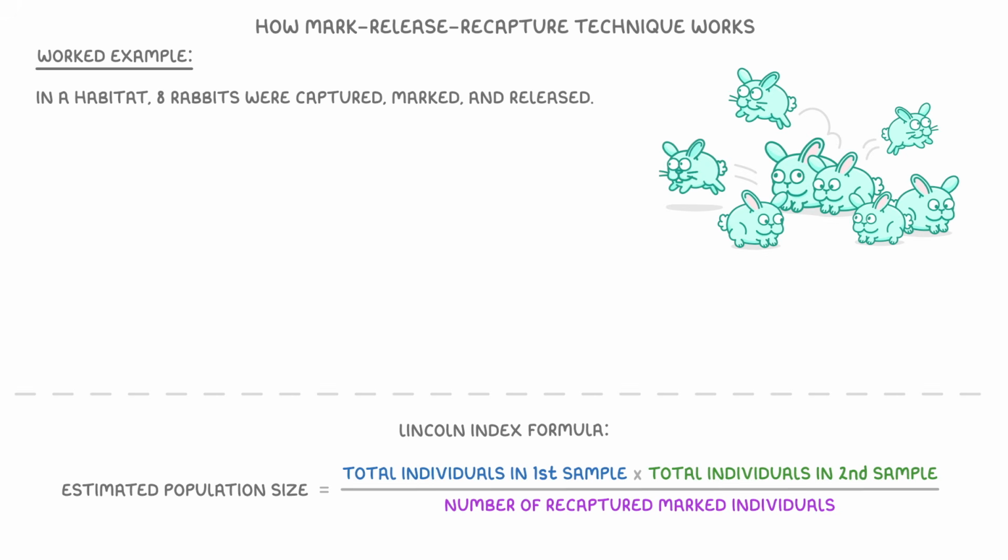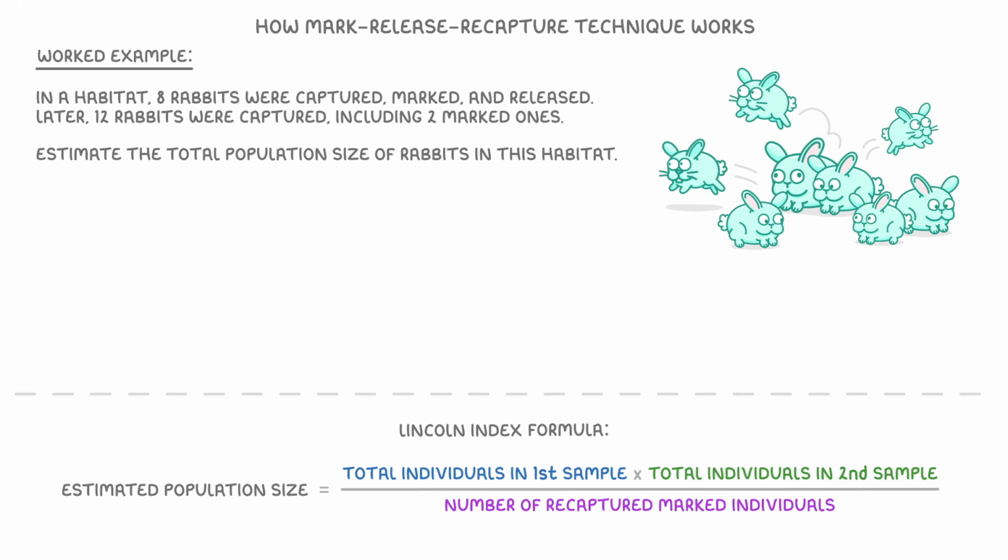In a habitat, 8 rabbits were captured, marked and released. Later, 12 rabbits were captured, including 2 marked ones. Estimate the total population size of rabbits in this habitat.